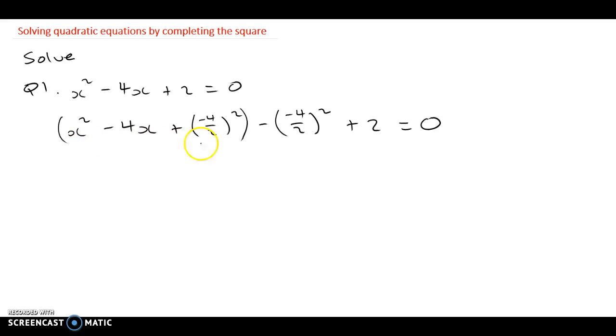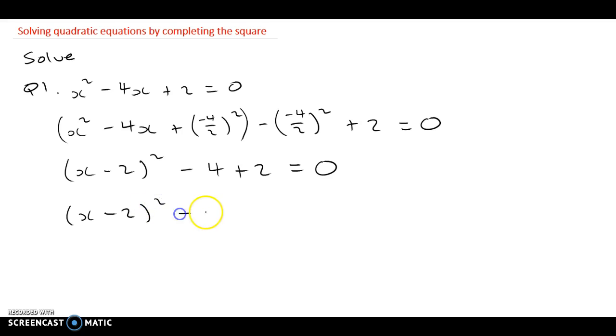This component here will give us x minus 2 all squared. And then over here we've got minus 4 over 2 is minus 2. Minus 2 squared is 4. So minus 4 plus 2 equals 0. x minus 2 squared minus 4 plus 2 is minus 2, equals 0.